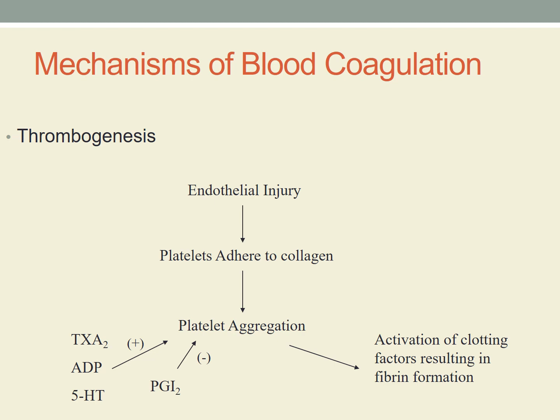Now, of course, we have to have a negative feedback system incorporated into this process, and that's represented here by prostacyclin, or PGI2. PGI2 is synthesized within the vessel walls and inhibits thrombogenesis. We'll see later on in the lecture how antiplatelet medications interfere with this process of platelet activation and aggregation that's shown here.